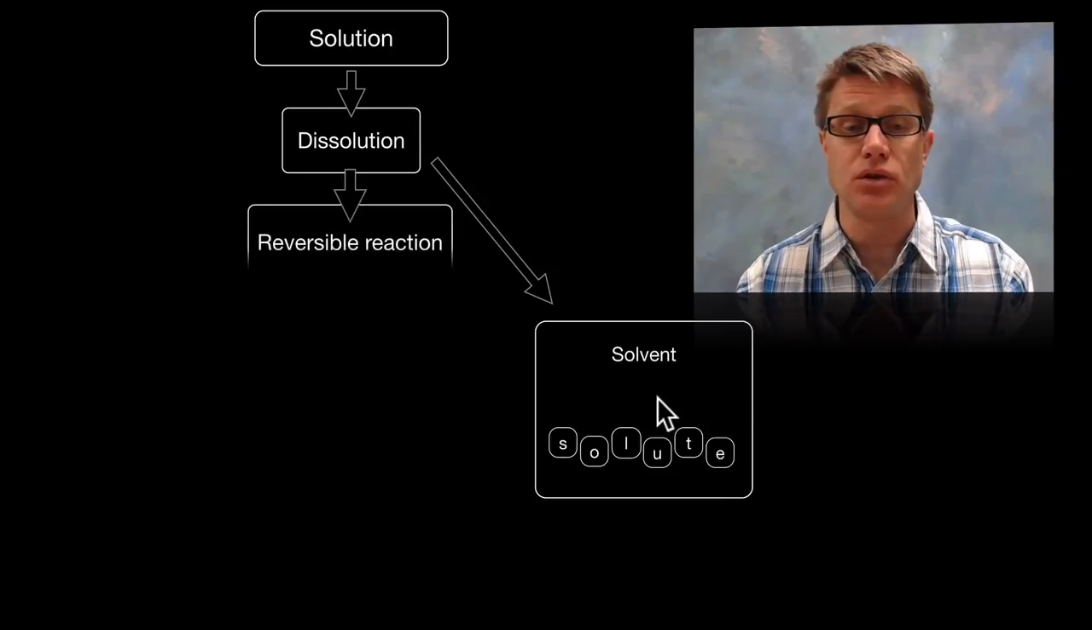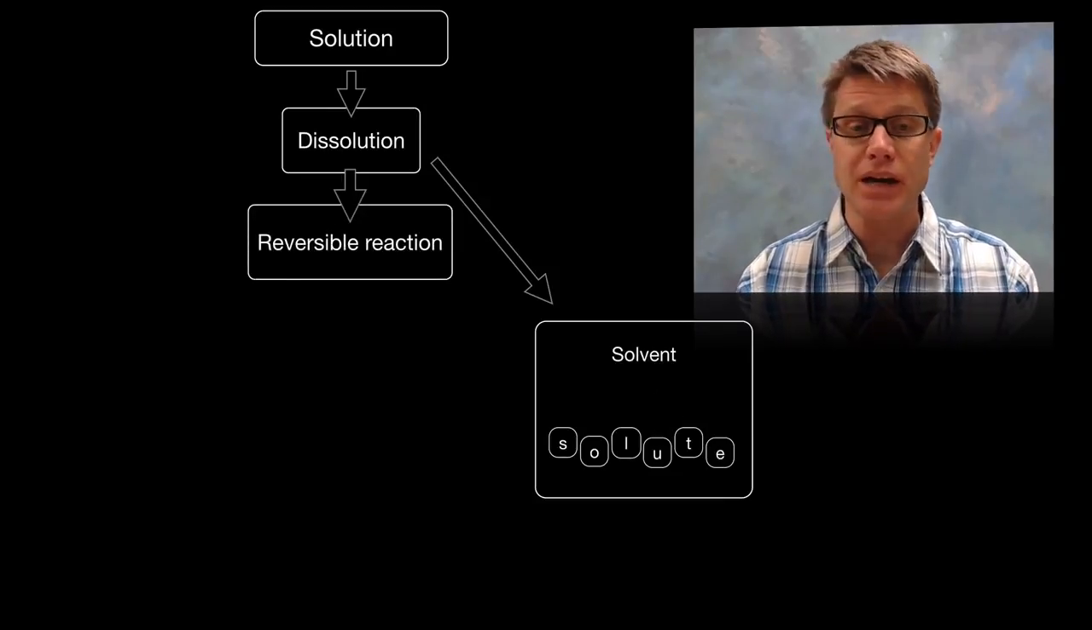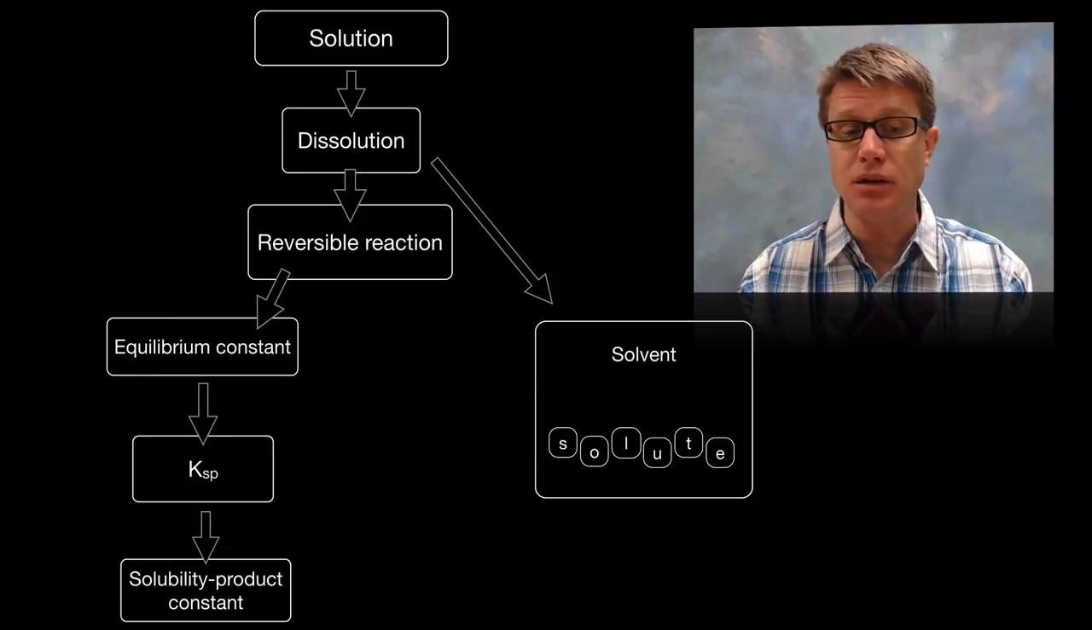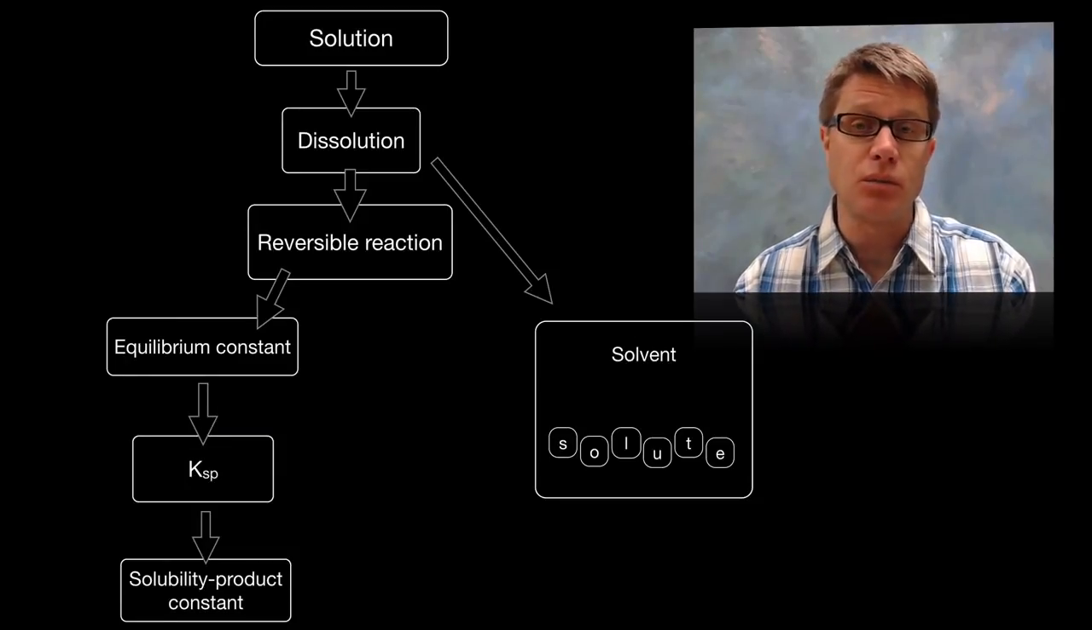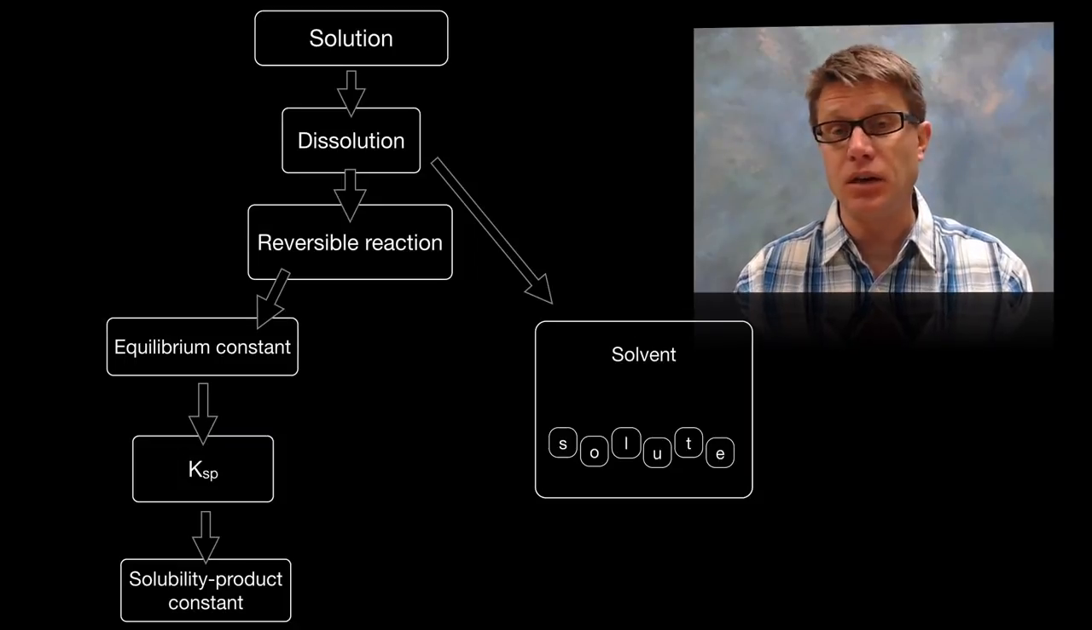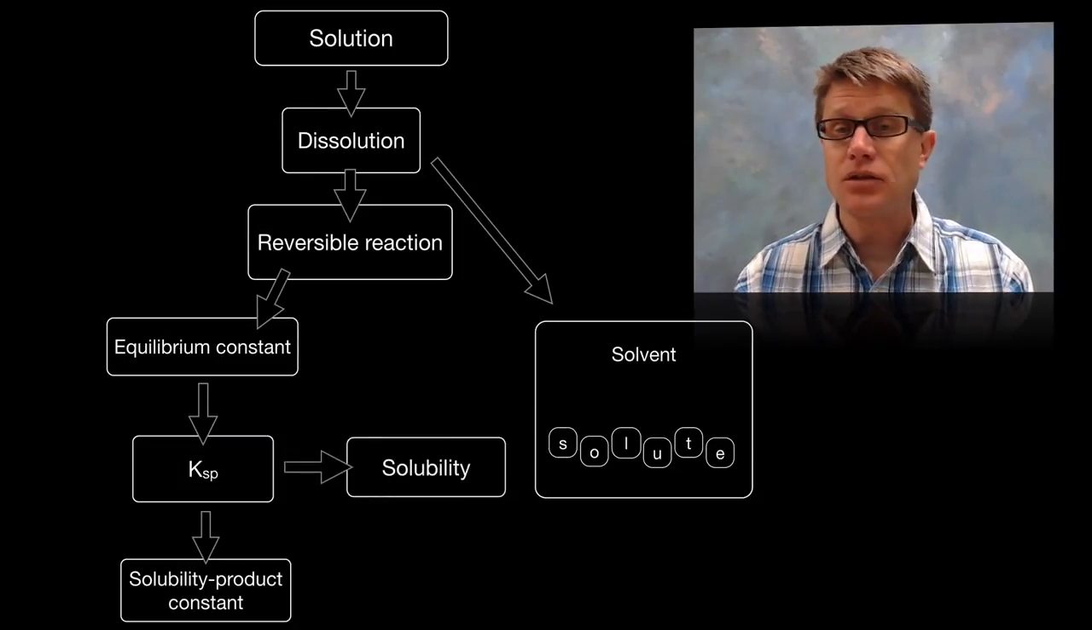And so really in a solution, we have a reversible reaction. It's going to have its own equilibrium constant, and we'll call that Ksp, which is essentially the solubility product constant. And that's a way to measure the solubility of any kind of salt. And so there are a few things that are going to affect the solubility.